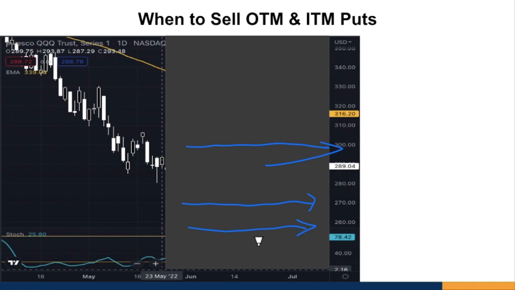Alright guys, there's nothing wrong with selling further out of the money. The reason why I decided to sell the 300 strike price was because I expected a bounce pretty quickly, and that is because I took a look at a few technicals and indicators for me to decide on this point.